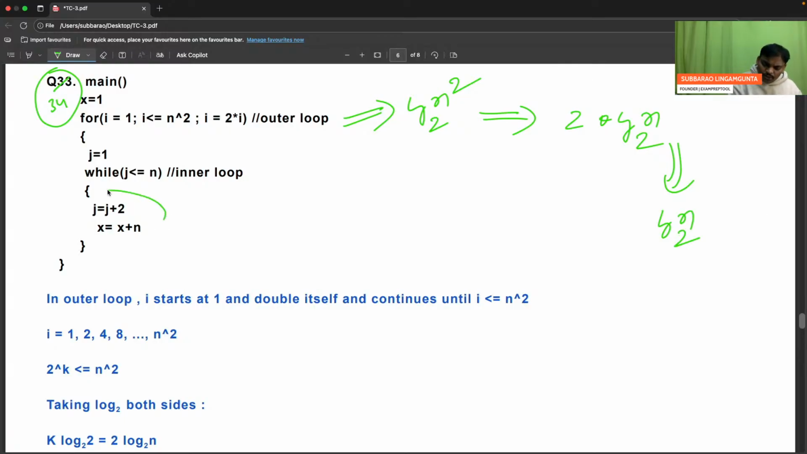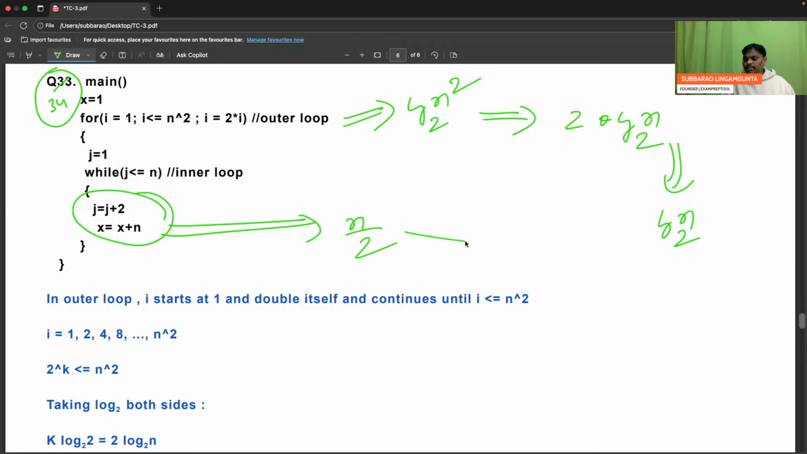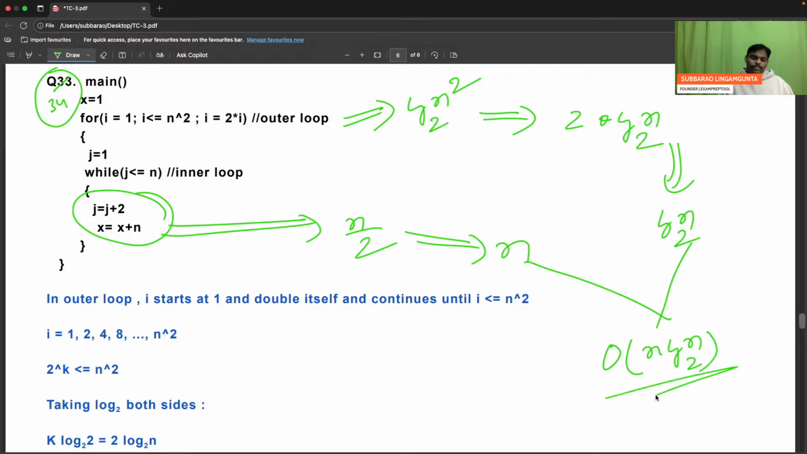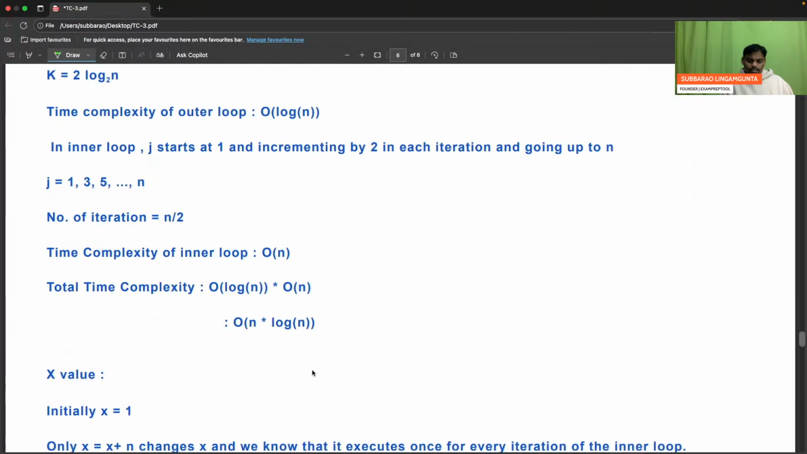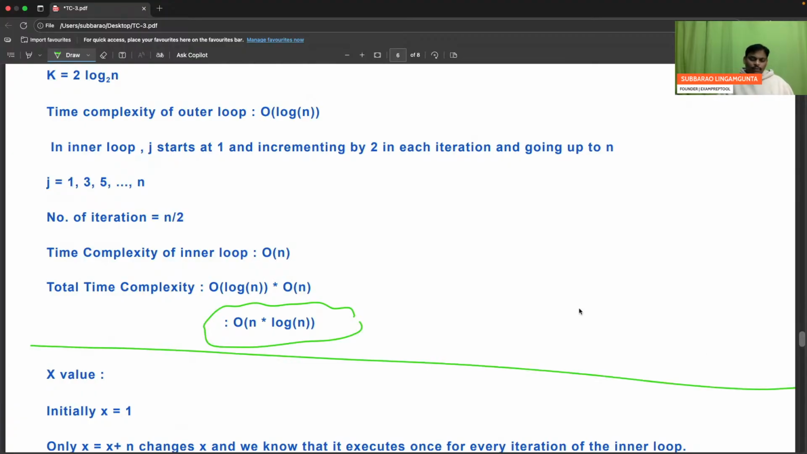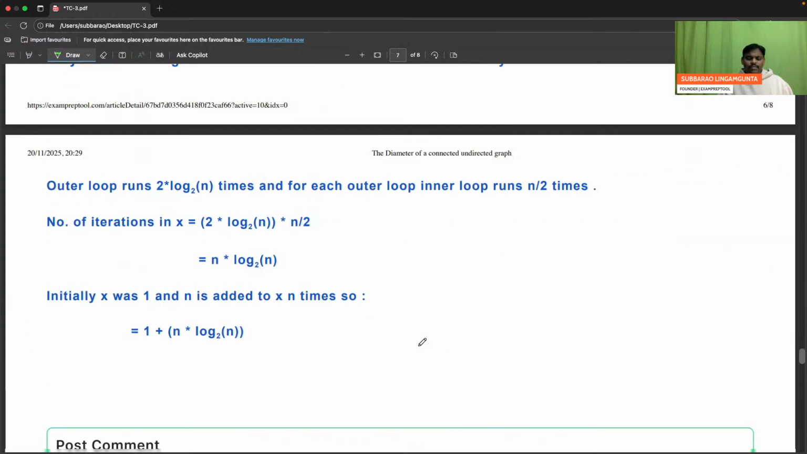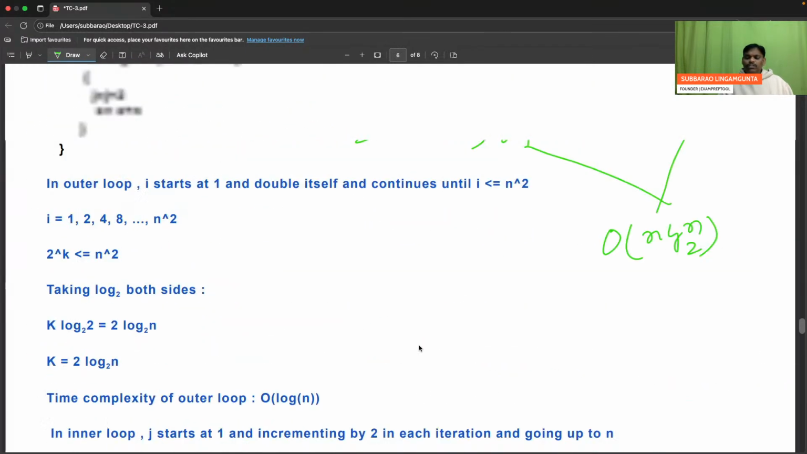Inner loop, if you observe, is always plus 2, so it runs n by 2 times, which means n. The loops multiply, so the time complexity is n log n base 2. This is the time complexity. The x value you can verify yourself; it is not required because it is a time complexity story only.